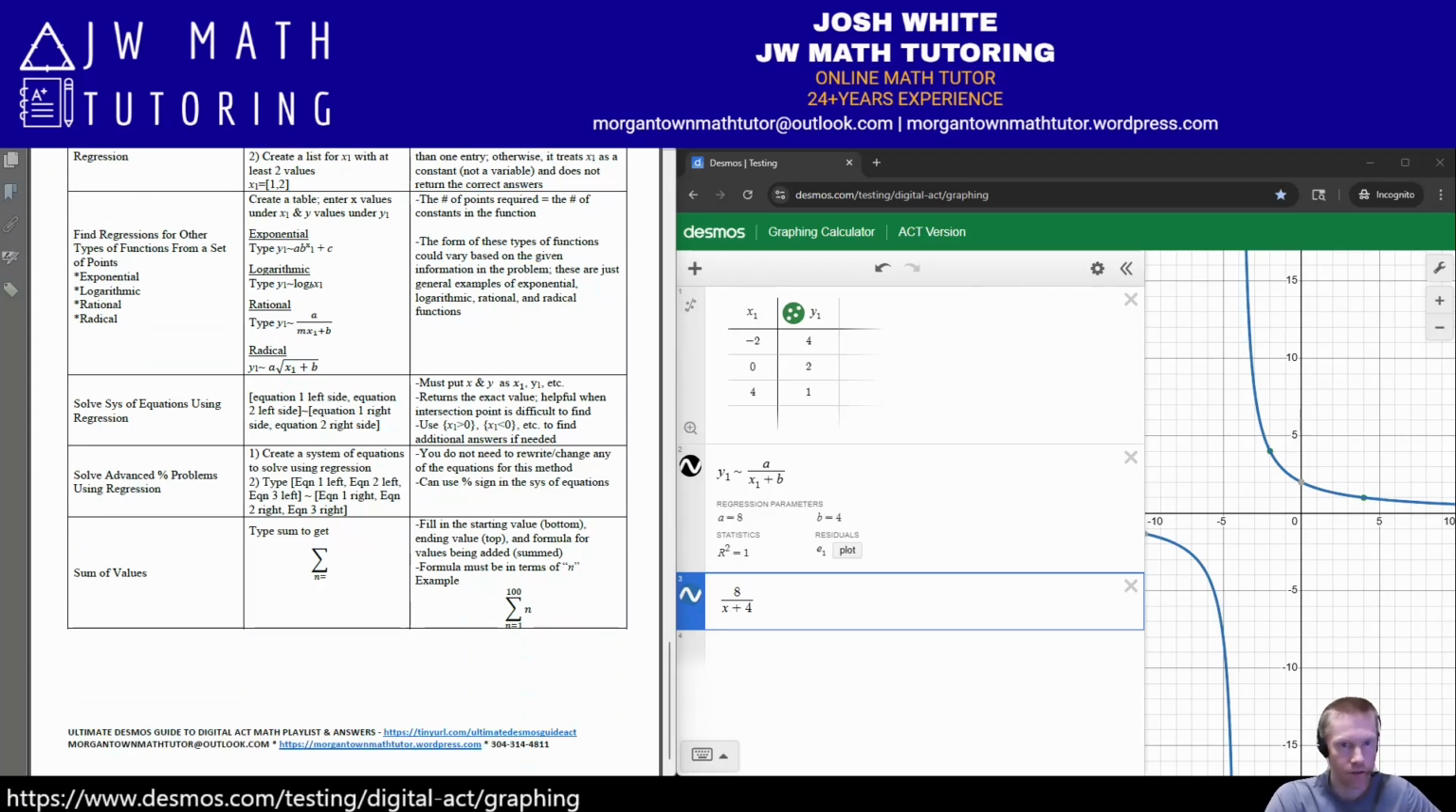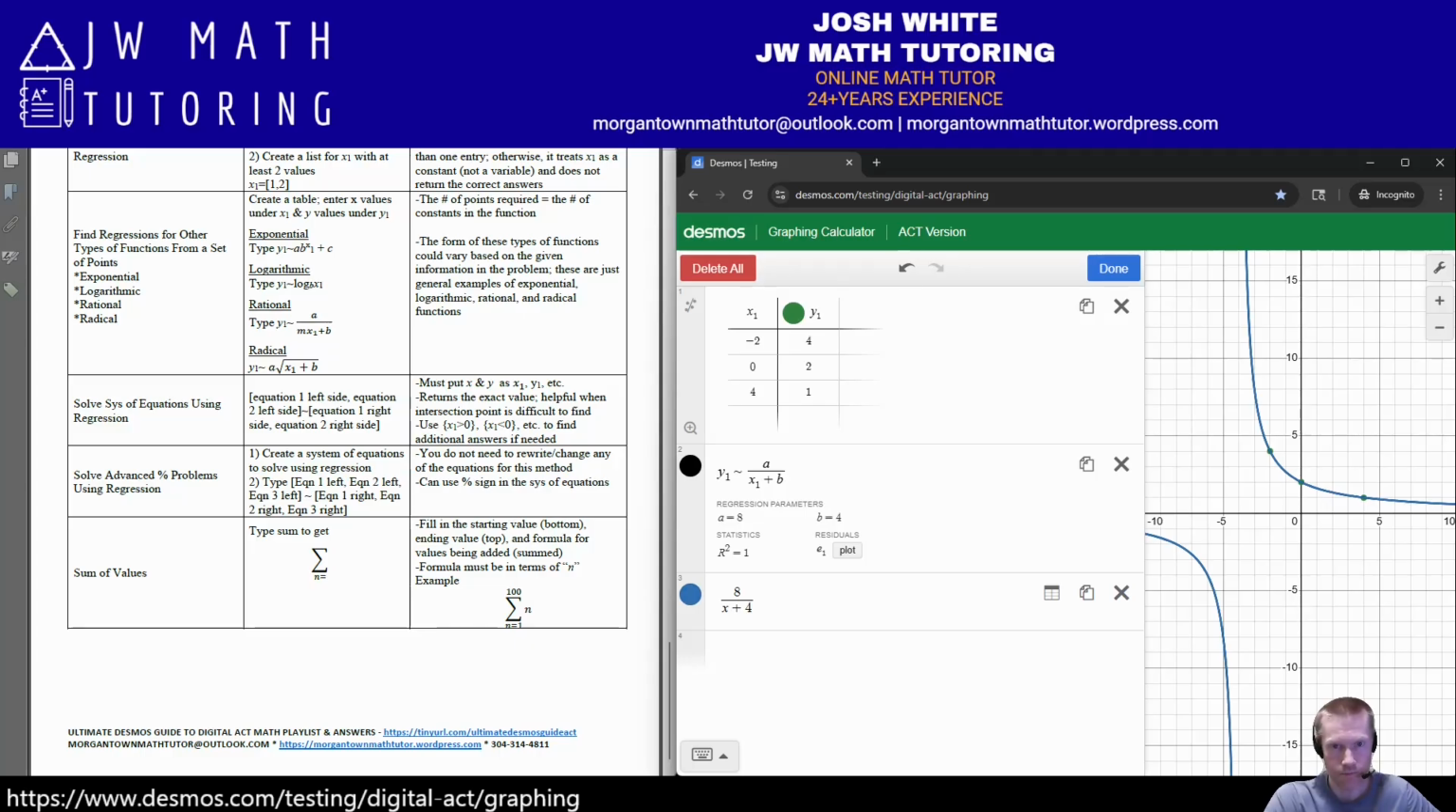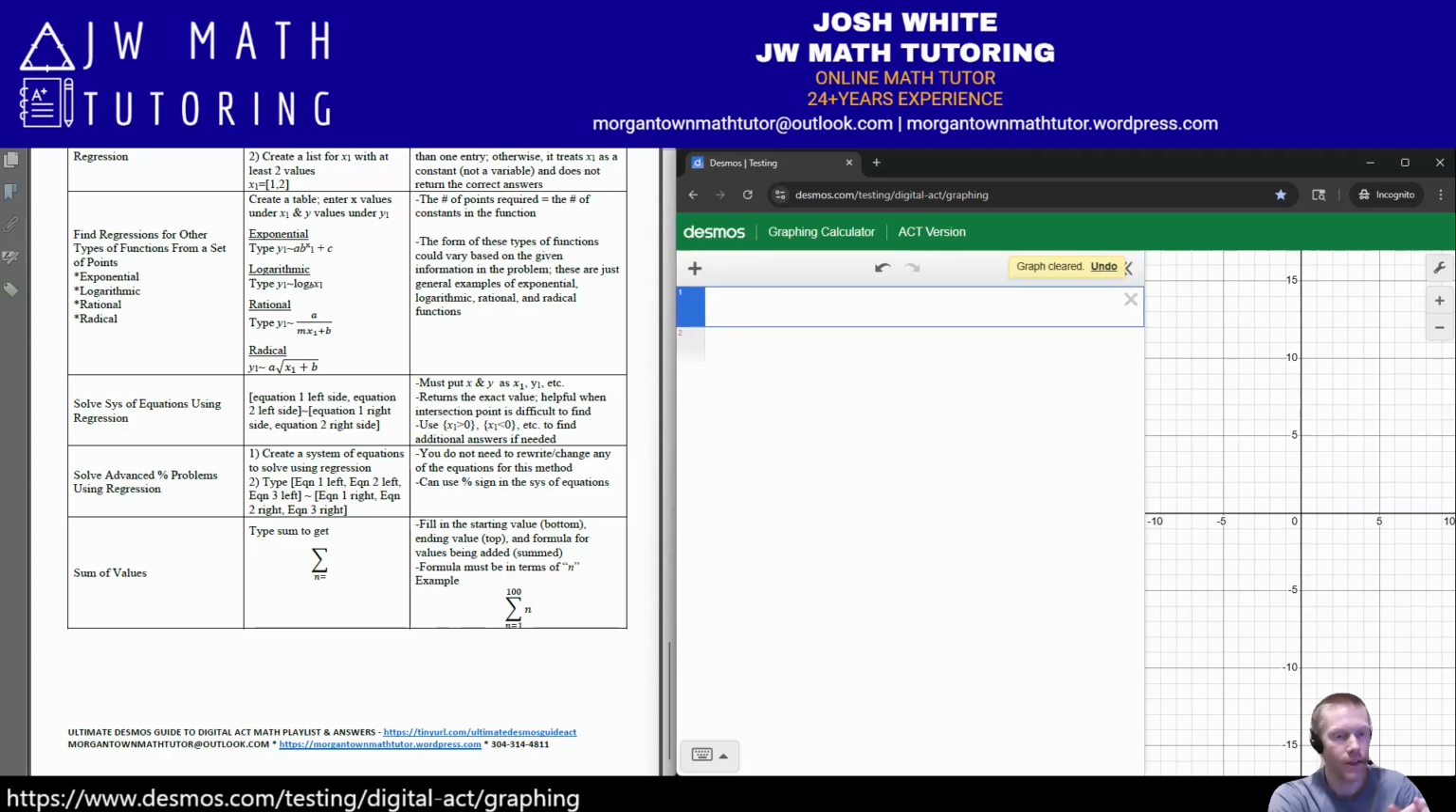All right, so next, let's talk about another advanced skill. This is solving a system of equations using regression. Okay, this can be used for any system of equations. So you could solve a linear system of equations doing this, but you could also solve systems of equations where you have a linear function and a quadratic, or whatever you're given.